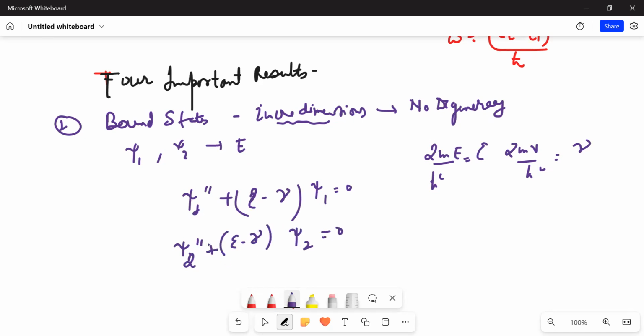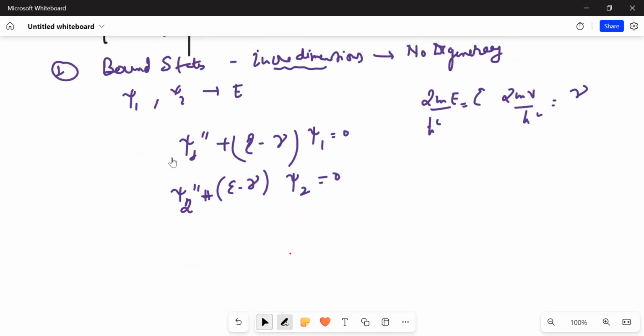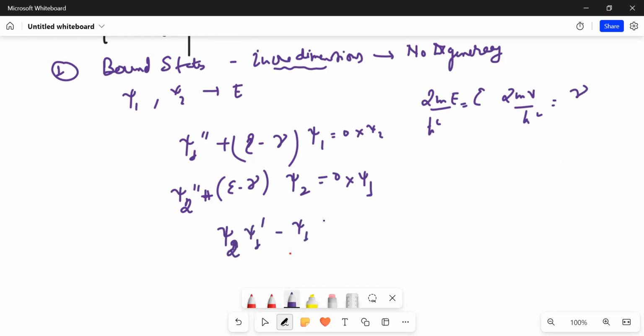Okay, now this is one thing. Now, if this is the case, I can multiply this with psi2, and this with psi1, and then I get one important thing: psi2 psi1 dash minus psi1 psi2 dash is equal to 0, which means that psi2 psi1 dash minus psi1 psi2 dash is a constant.